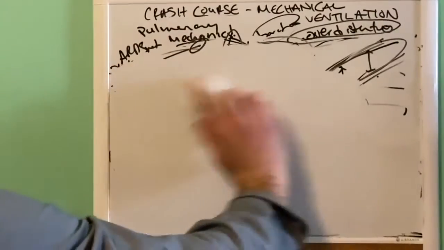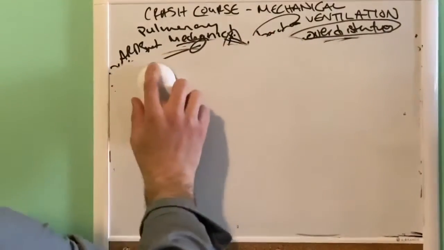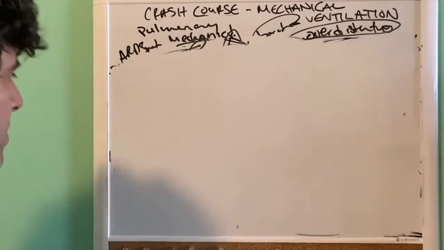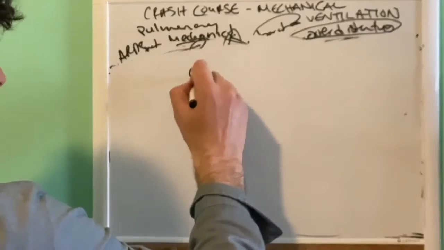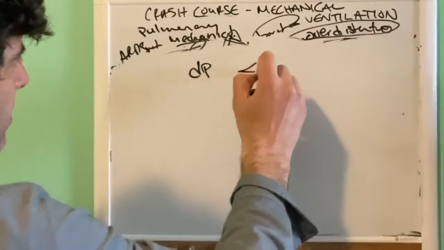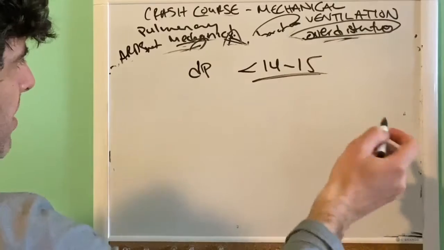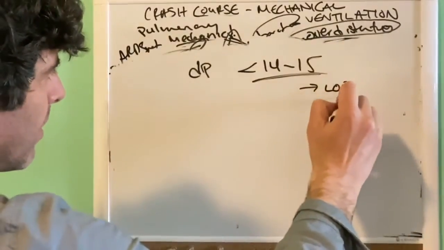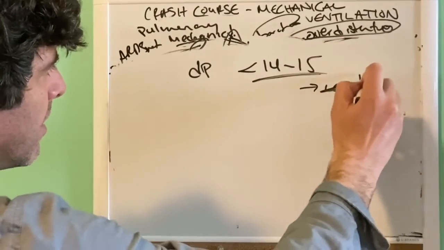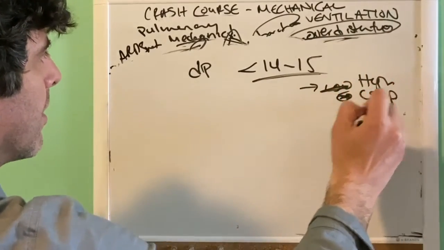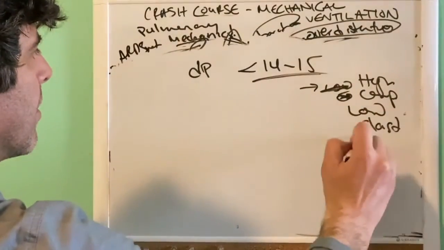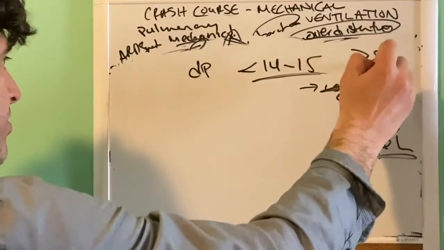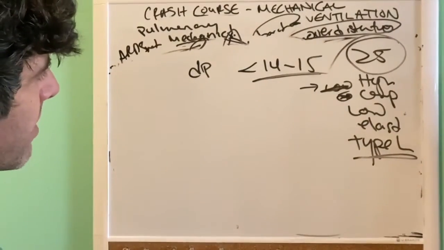at least as far as these COVID lungs, I would check the driving pressure. I would report the driving pressure. There are other ways to understand pulmonary mechanics. All right. But generally, if the driving pressure is less than 14 or 15, I think you're pretty safe to say that this is probably a high compliance, low elastance, type L. All right. And if your driving pressure is 25, that's obviously much higher.